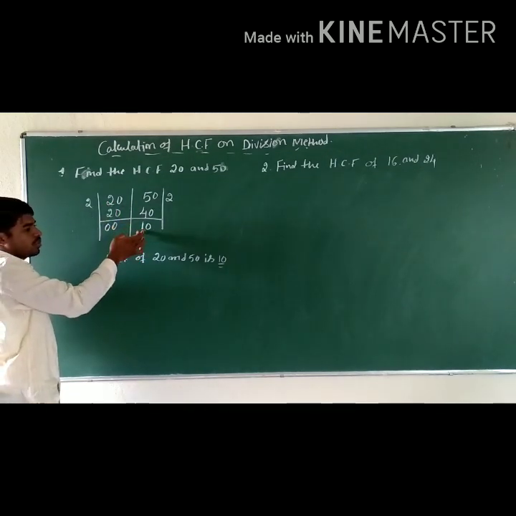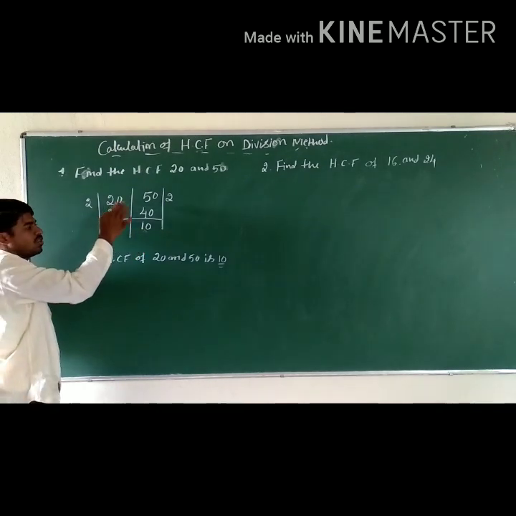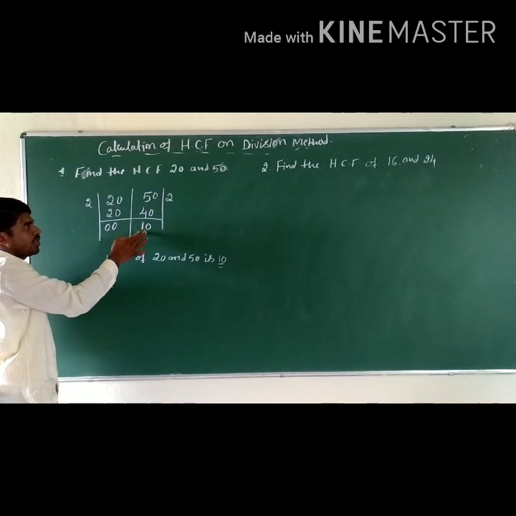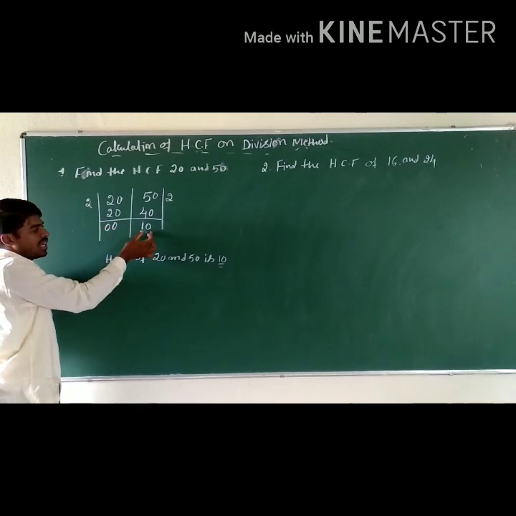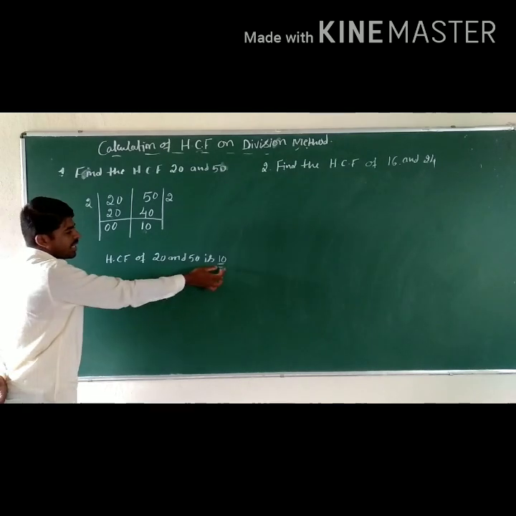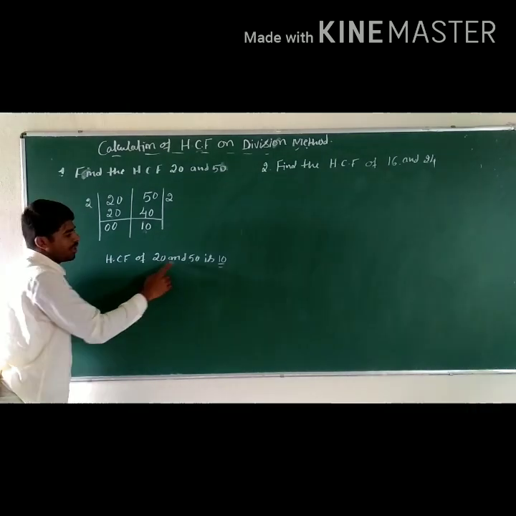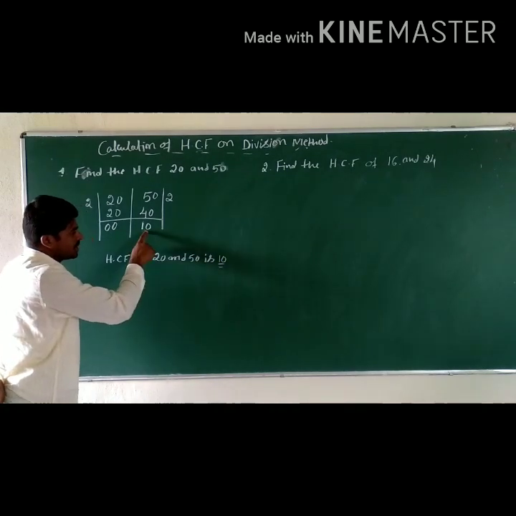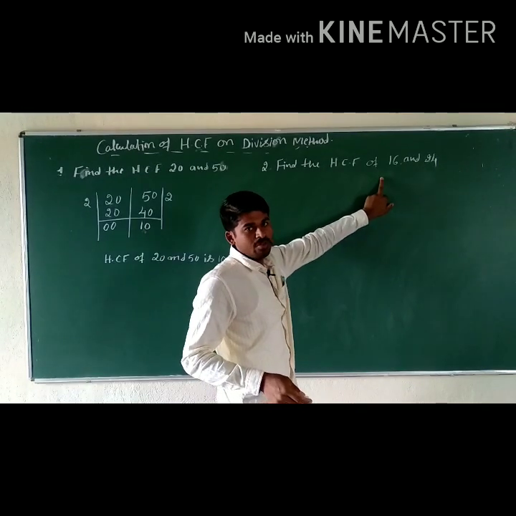So now the lowest value: 10 is the lowest value, 20 is the highest value. But 10 is the lowest value, so we can divide the highest value. 10 twos are 20. 20 minus 20, what we get is 0. The balance value, we can call it the HCF of 20 and 50. That is the concept explained. The HCF of 20 and 50 is equal to 10. This is the HCF. In the same manner, we are going to solve this problem also.